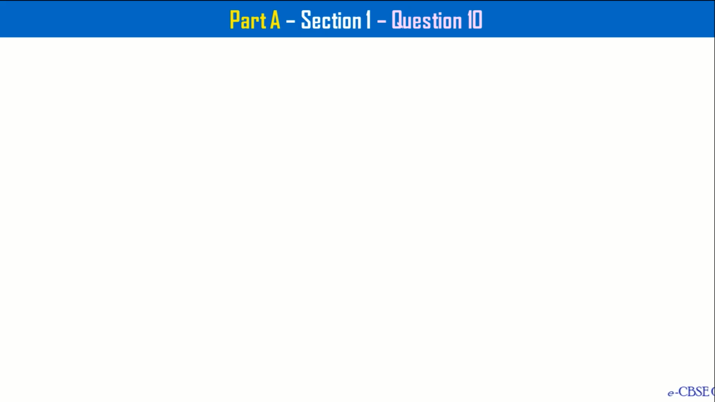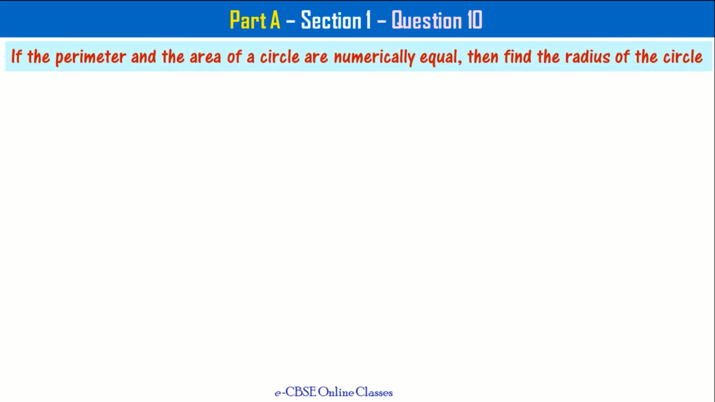Please take a note of that. Let's take a look at question number 10 now. If the perimeter and area of a circle are numerically equal, then find the radius of the circle. The units are different, they are numerically only equal. It is from the circles chapter.